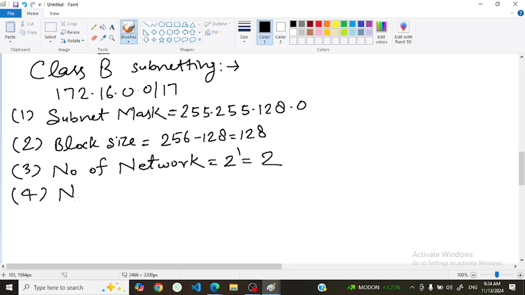Number of valid hosts. Venkat, 126. I am asking about valid hosts per network. Subhajit, what will be the number of valid hosts per network? 2 to the power 15 minus 2.